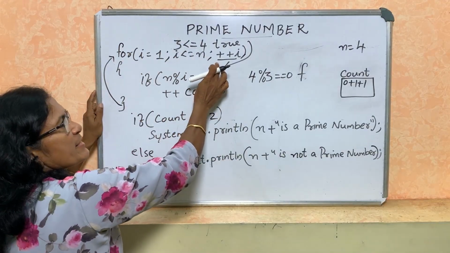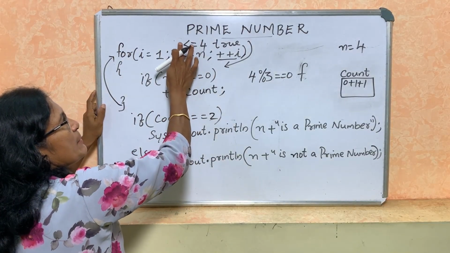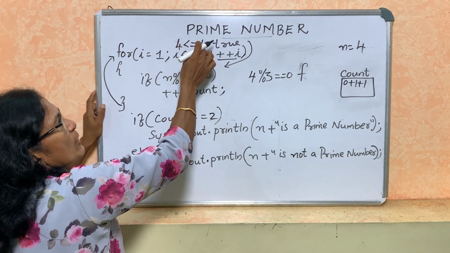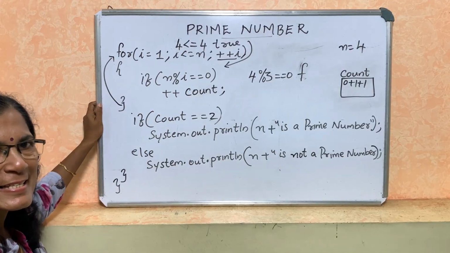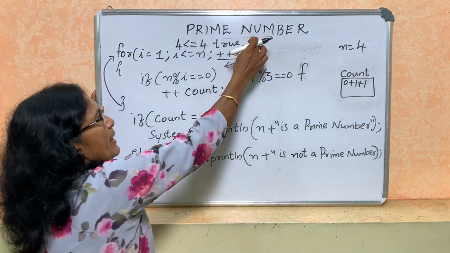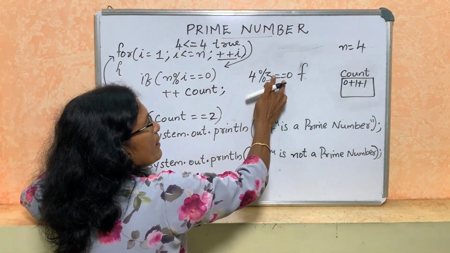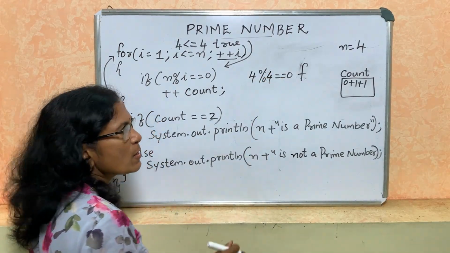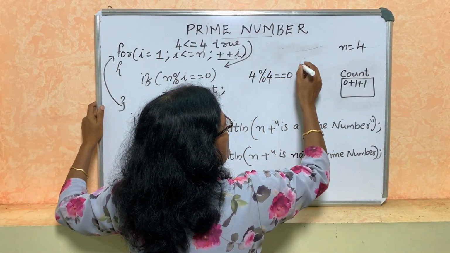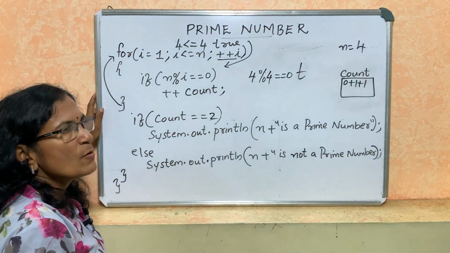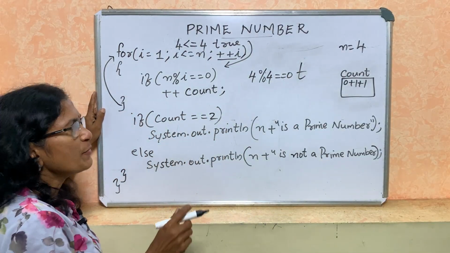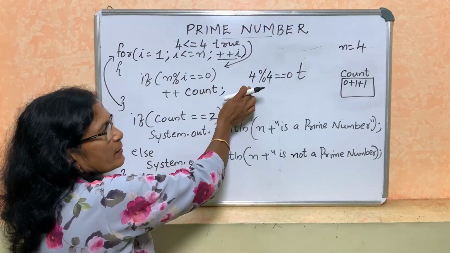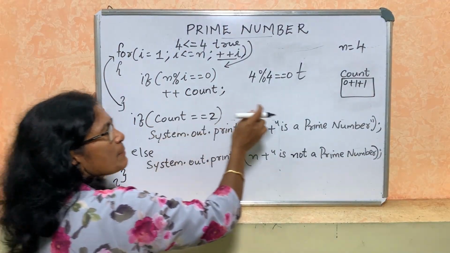Again, the value of i is incremented to 4. 4 less than or equal to 4? 4 is equal to 4. So control again enters into the loop's body. The current value of i is 4. 4 modulus 4 is equal to 0. True. The test expression is evaluated to true. So 4 is a factor of n, that is 4. Count is incremented by 1.